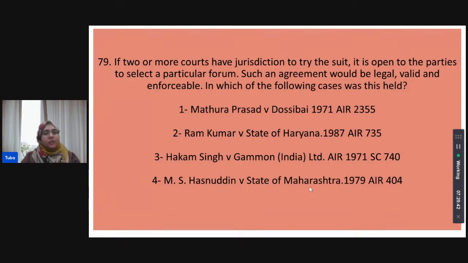Was this held in the case of Mathura Prasad versus Dosibai? Was this held in the case of Ram Kumar versus State of Haryana? Was this held in the case of Hakam Singh versus Gammon Limited? Was this held in the case of MS Hasnuddin versus State of Maharashtra?